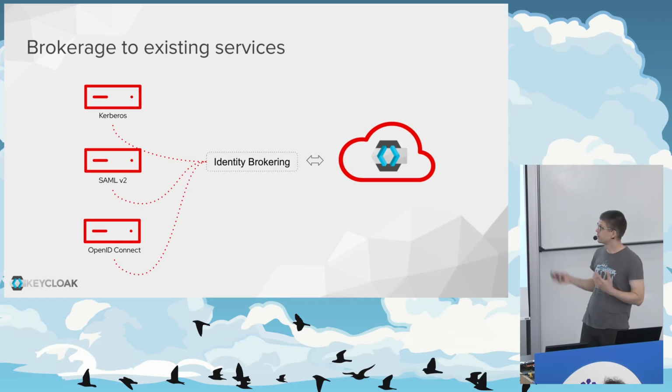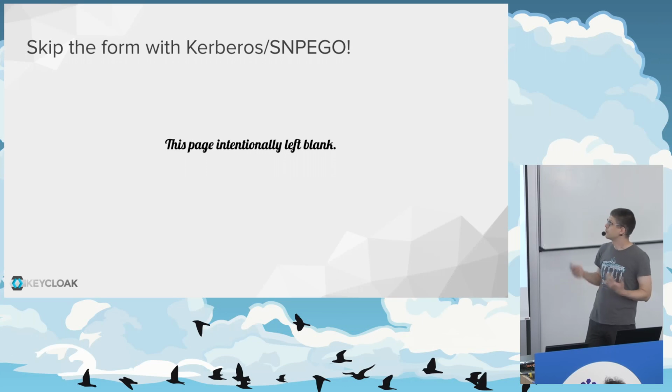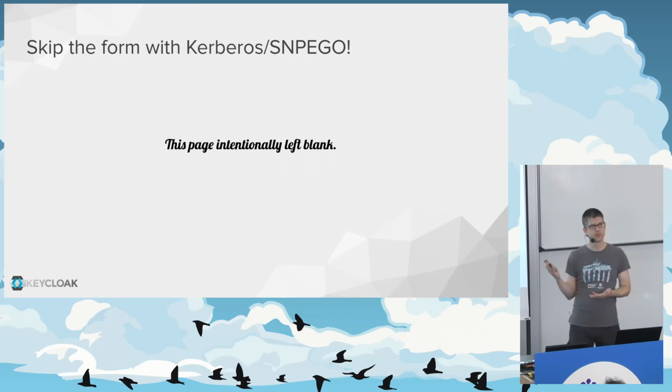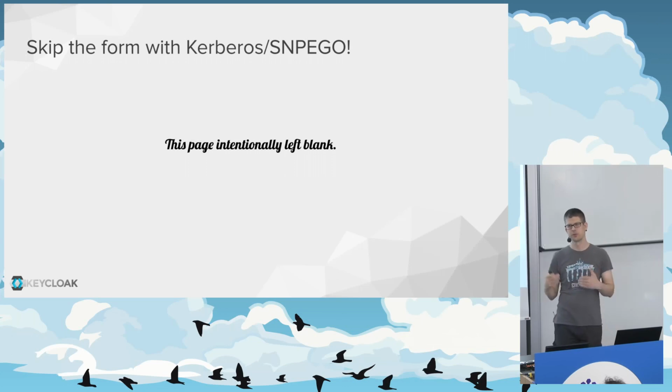As I said, brokerage, Kerberos, SAML, OpenID Connect. If you integrate Kerberos, nobody will see Keycloak, at least if they logged into Kerberos in the first place. So there will be no login screen unless Kerberos doesn't work for that user, and then there will be the fallback of the regular login screen.